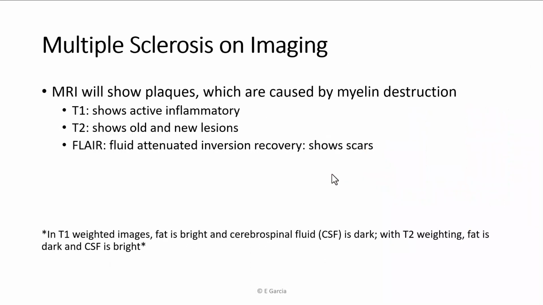On imaging, they'll do MRI, and the scar tissue is often called plaques, caused by the destruction of the myelin. There are different forms of MRI. You don't have to know the different forms and what they show. I'm just showing you for exposure. I'm just telling you that MRI is how they catch it.